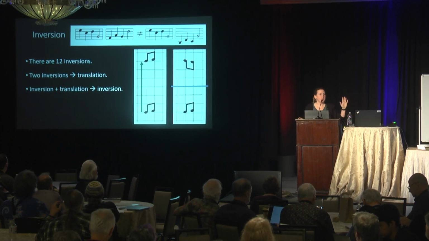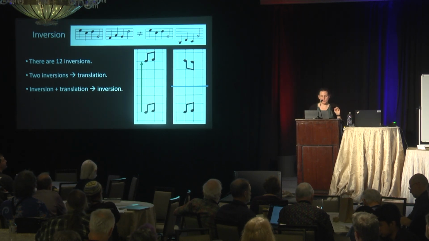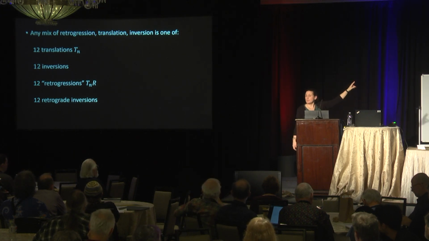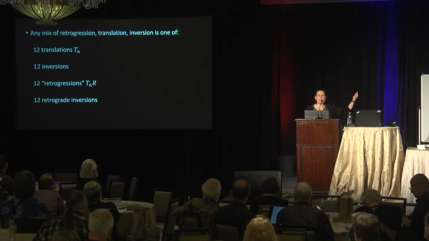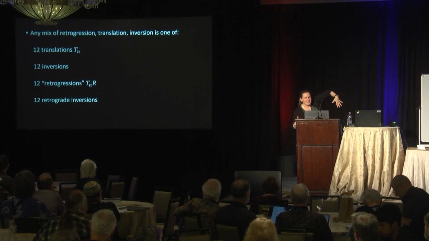And there's another kind of map that we've already mentioned, retrogression, doing it backwards. You can combine that with any one of these 24 things, and any mixture of any of these things will result in one of the 12 translations, one of the 12 inversions, one of the 12, we call them retrogressions still, if you combine with the translation, and one of 12 retrograde inversions.